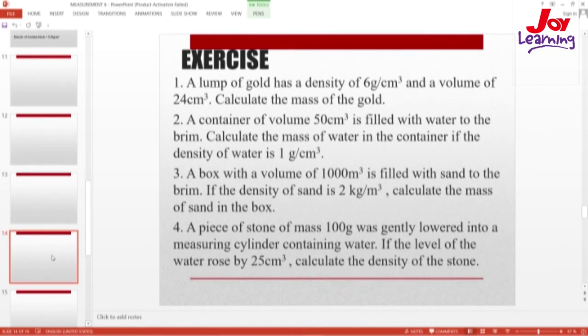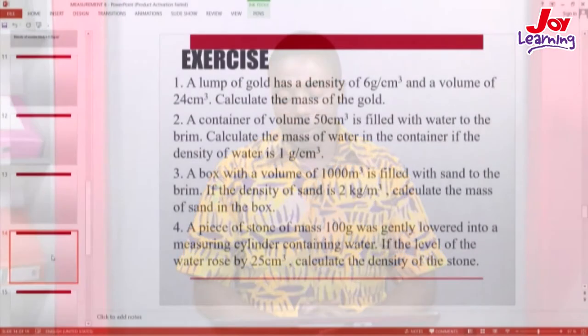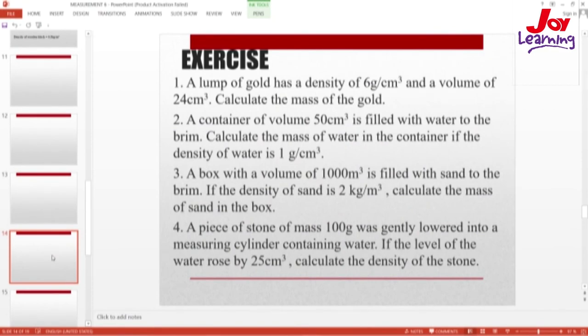Then the last question, number 4. A piece of stone of mass 100 grams was gently lowered into a measuring cylinder containing water. If the level of the water rose by 25 cubic centimeters, calculate the density of the stone. So let's quickly solve this.